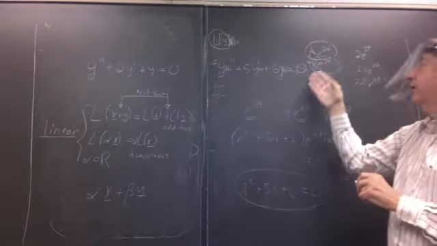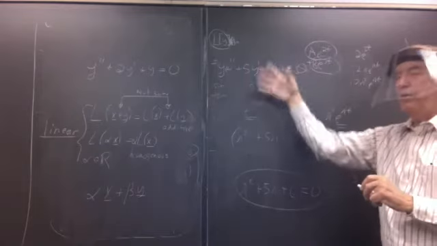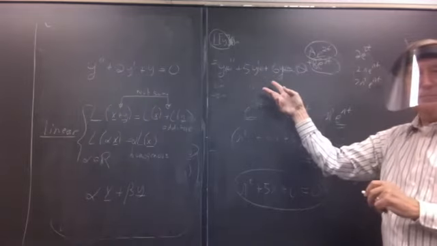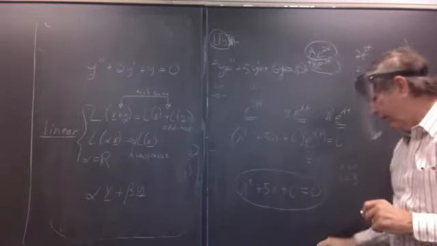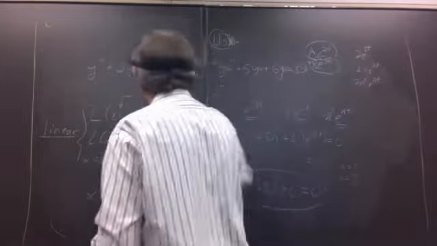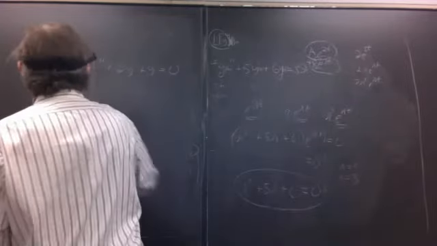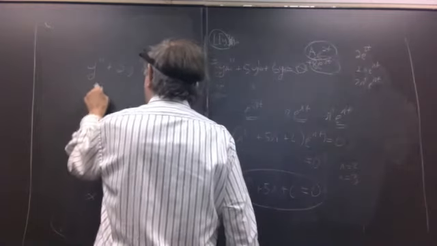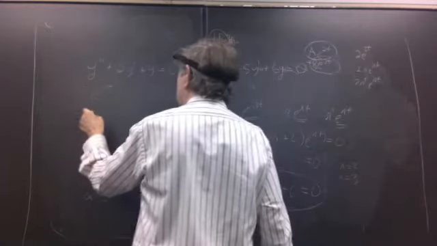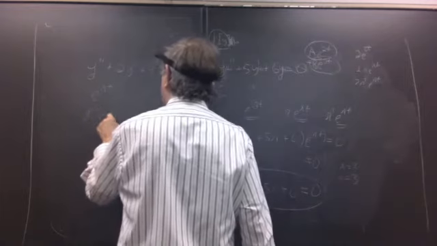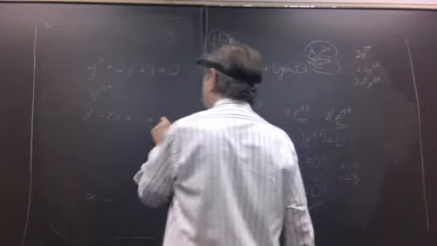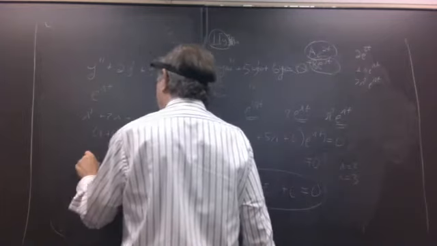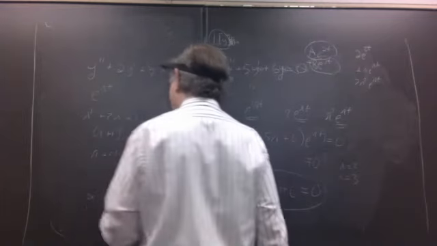Another problem is, are there any other answers besides those? We got these two answers by guessing. Are there any others? Now, if you look over here, if I do the same game and put e to the rt in here, you'll get r squared plus 2r plus 1 equals 0. And that gives us (r plus 1) squared. And so I get two answers, -1 and -1.